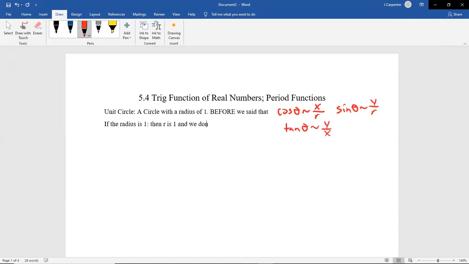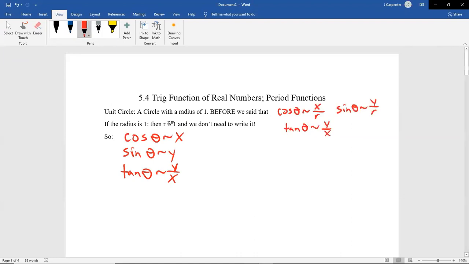R is 1, and we don't need to write it. So this is where we get that final version, which I've already been using, but cosine really just goes like the x coordinate. Sine really just goes like the y coordinate. Tangent really just goes like the ratio of the two. That one doesn't get simplified, unfortunately, but it's fine. It just means that the size of your circle is irrelevant, but we like a unit circle because it's a radius of 1, which makes things easier.